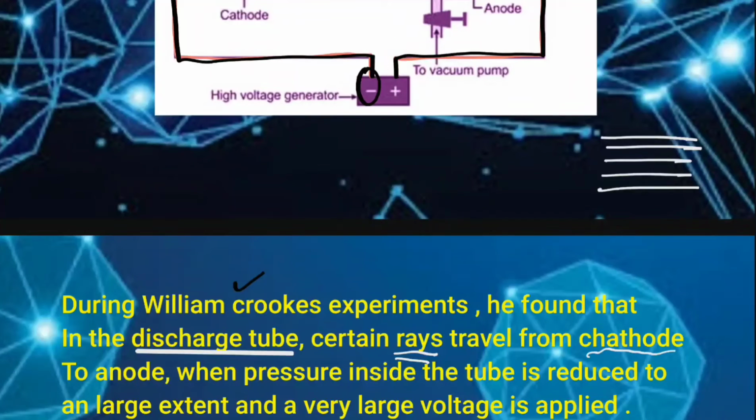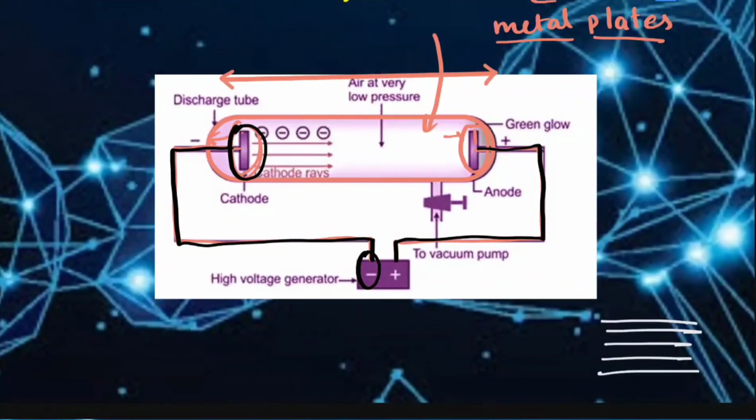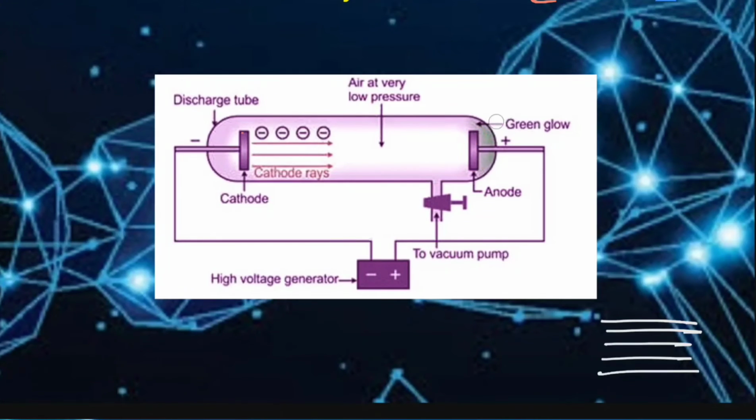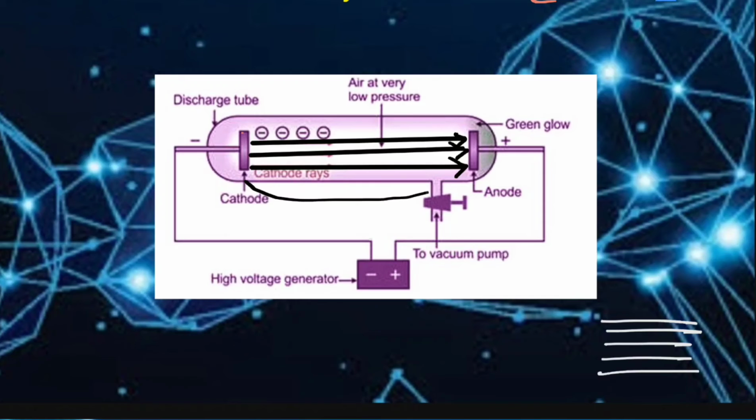What do we mean by cathode? Here is the cathode. Cathode is the electrode connected to the negative terminal. Some kind of rays travel from this cathode to the anode. Anode is the electrode connected to the positive terminal. So from this cathode, the rays go to the anode. This is what he noticed in these discharge tube experiments.